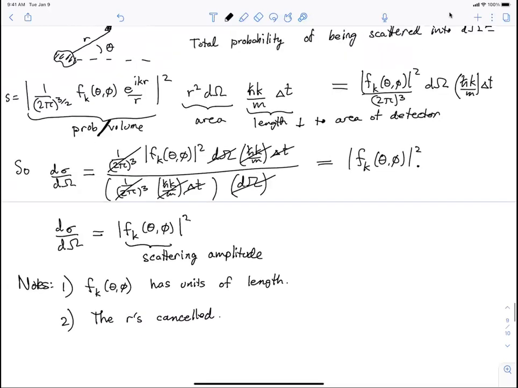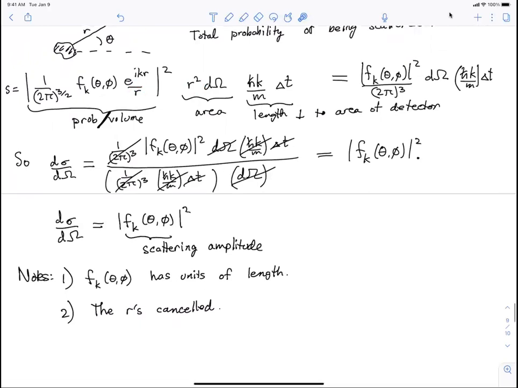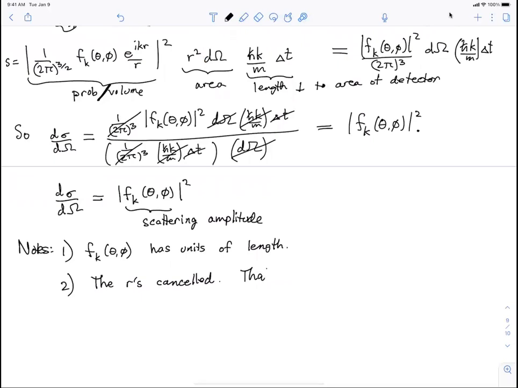Let's go back up here and see where that happened. It happened here. The R squared in the area of the detector canceled the 1 over R in the scattering wave function because that got squared as well. And so that's why, intuitively, the f sub k of theta and phi, when we wrote down the scattering wave function, came with a factor 1 over R. If it hadn't, then we wouldn't have gotten a cross-section that's independent of how far away the detector is, which we should.